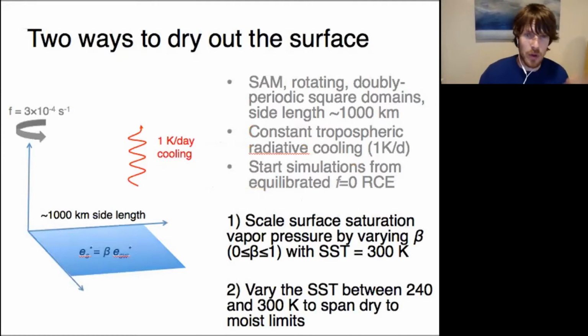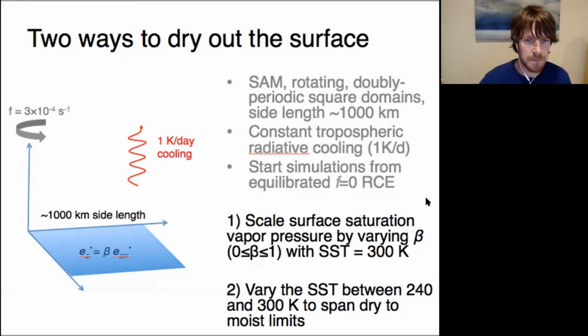So I'm using the System for Atmospheric Modeling, Marat's atmospheric model, which I've grown to love and use a lot. In a doubly periodic domain with side lengths of around 1,000 kilometers and a horizontal resolution of a few kilometers. We're prescribing a tropospheric radiative cooling that's fixed at 1 Kelvin per day. So we're decoupling the radiative transfer from the water vapor and clouds in the atmosphere, which is a useful simplification for us.